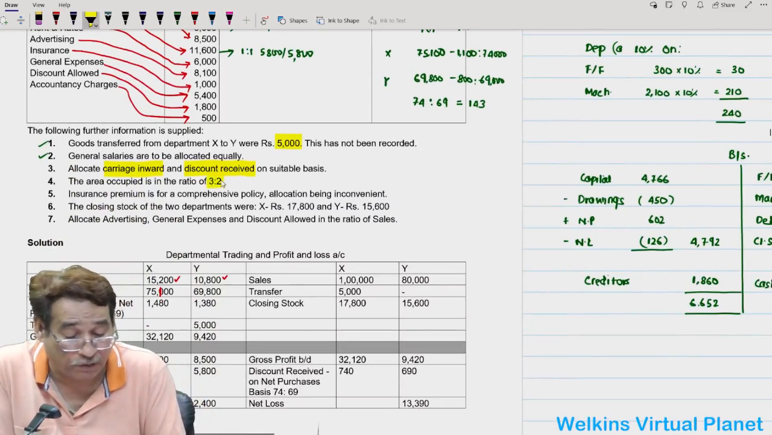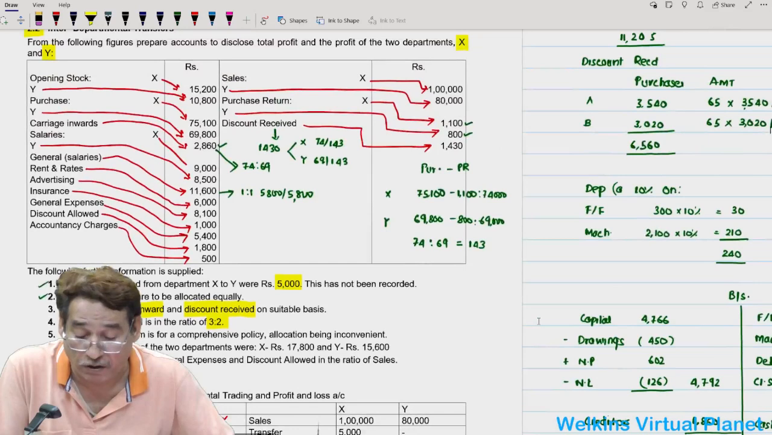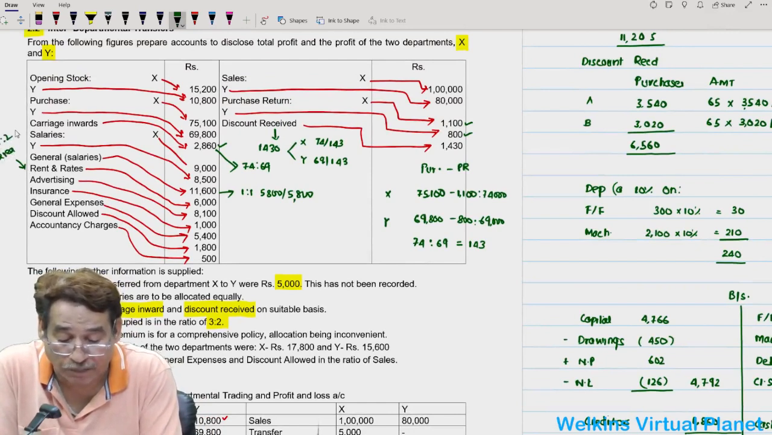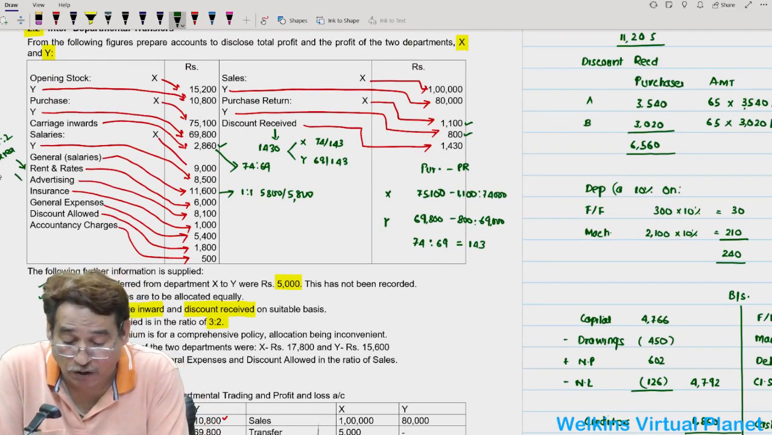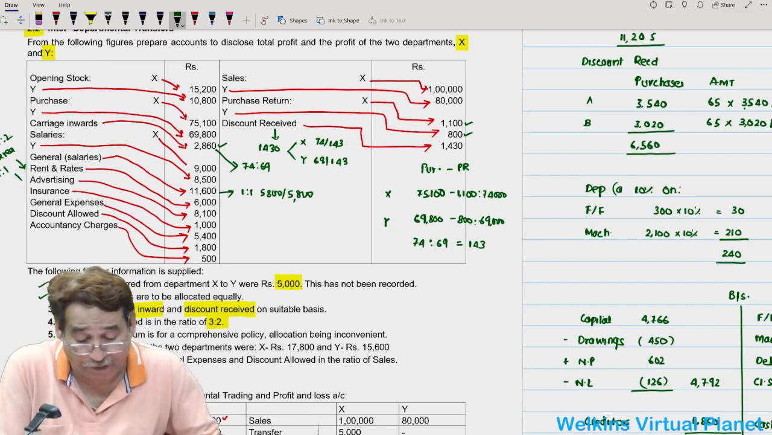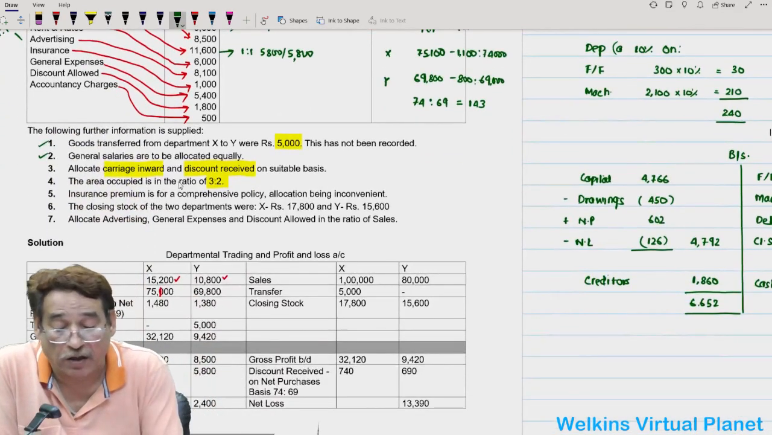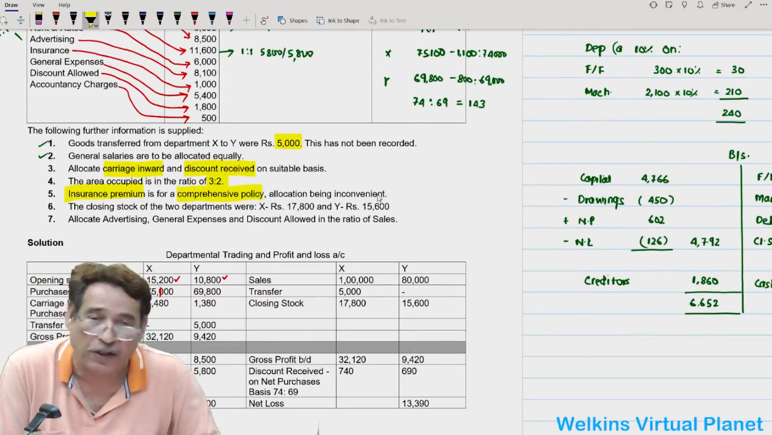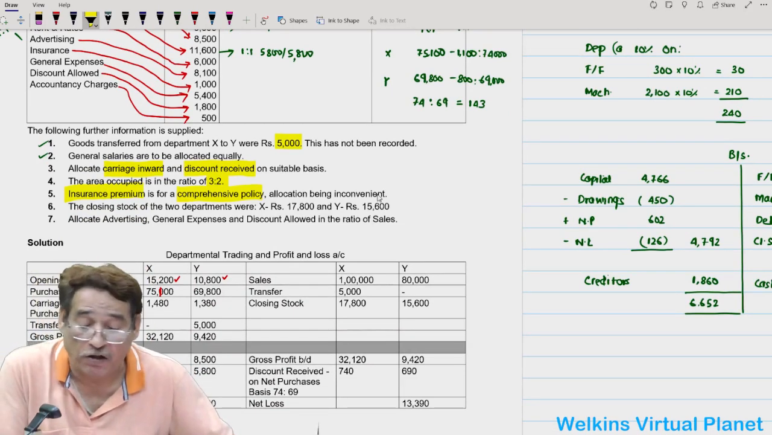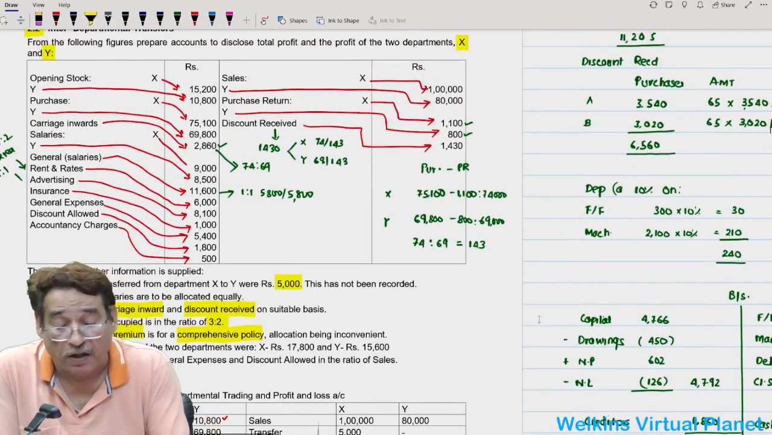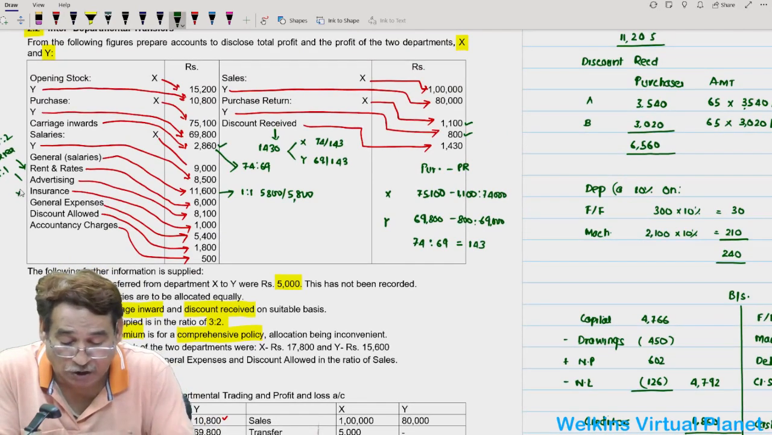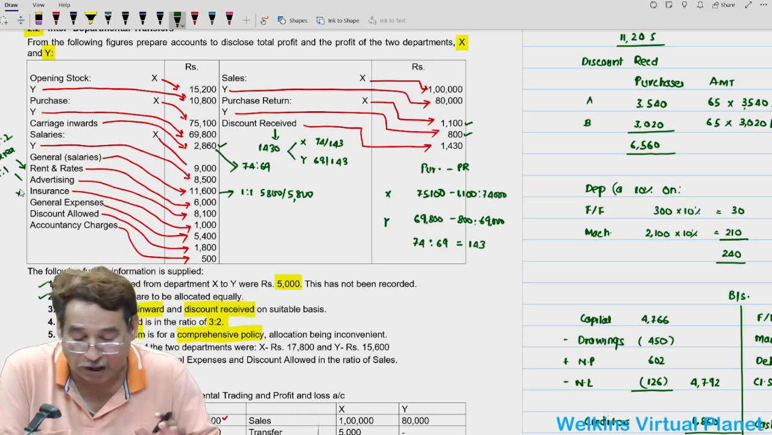Now, the question has further given another piece of information that area occupied is in the ratio of 3:2. You will use this information to divide your rental expenses. Rental expenses will be divided on the basis of area, that is 3:2. Correct? Advertising, I have already told you, in 1:1. And further it is given, this line is very important in this particular case. Insurance premium is for a comprehensive policy and allocation is inconvenient. So the question has categorically stated that the division of insurance is not possible. Indirectly it means we will not divide the insurance expense. Where and how we are going to write it, I will let you know.